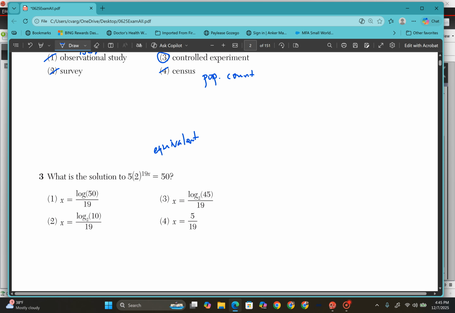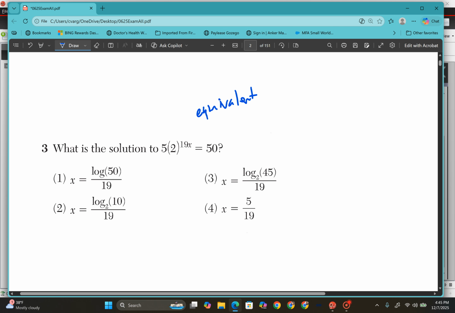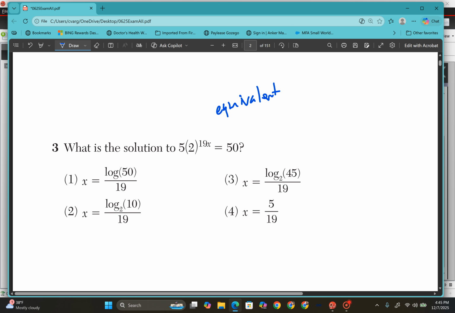All right, question number 3. What is the solution? So remember how I said there's going to be multiple questions that are synonymous with the word equivalent, and equal sign is also equivalent. Okay, so how do I do this question? We can go ahead and do it the same way, right? See, plug in, we can look for a number that is equal to 50. This is going to be our output.